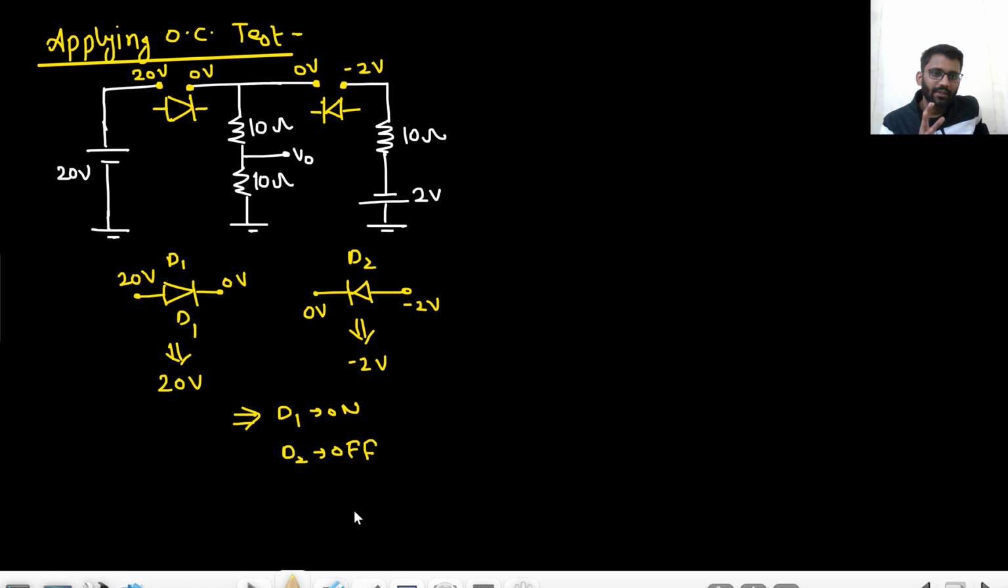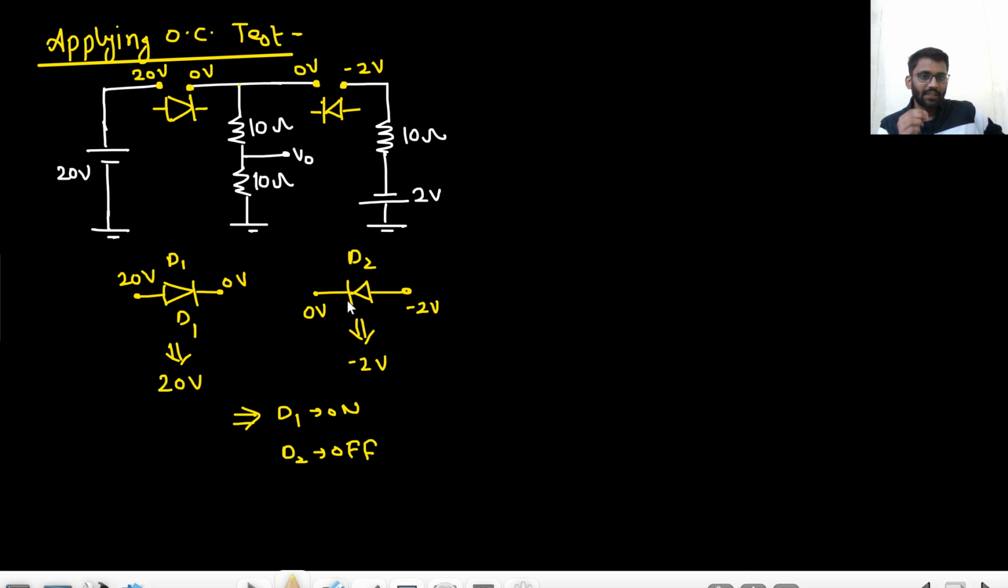If here I would have been having 0 volt, now I can't comment if the diode is on or off. So for that, first I will consider this diode to be on. That means I will have 20 volt here and then I will see 20 volt here and 0 volt here. Then this diode is off. Are you getting my point? But here I am seeing that minus 2 volt is already there. So with minus 2 and 0, this diode is certainly off. There is nothing that can turn this diode on.